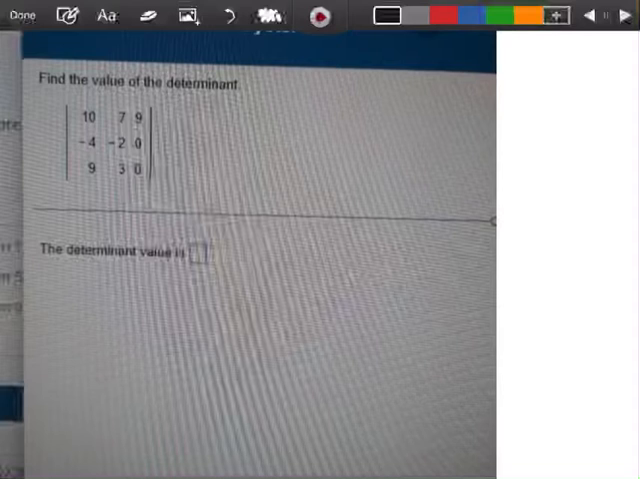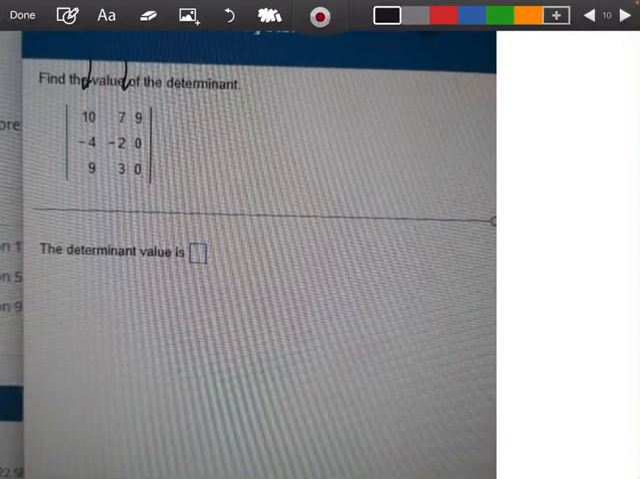I'm going to show you how to do this by hand, and then I'm going to show you how to do this on the calculator, okay? And I'm actually going to use my calculator app because I'm doing this on my iPad. So, when we're finding the value of the determinant, these two columns here, I'm going to rewrite them. So I'm going to put a 10, a -4, a 9, a 7, a -2, and a 3. I'm just going to rewrite those first two columns, okay?